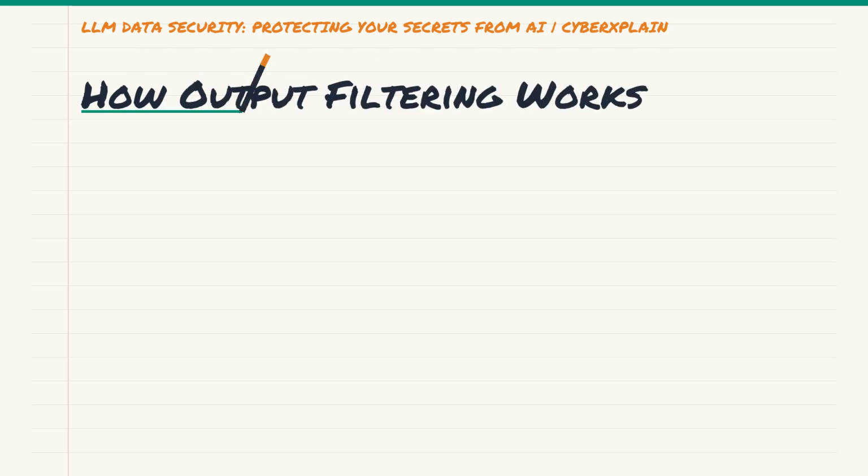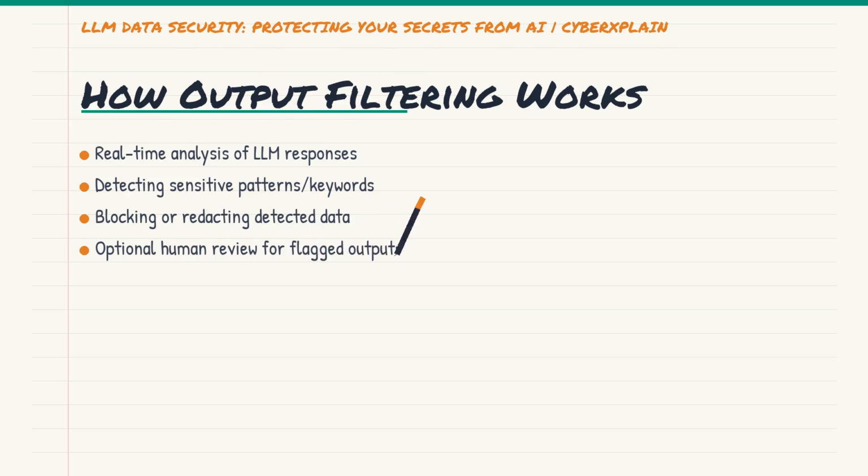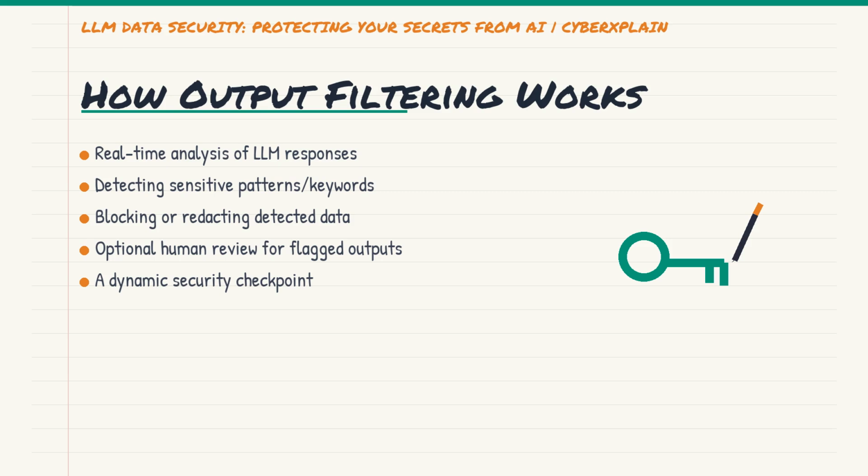Output filtering involves analyzing the LLM's generated response in real time, looking for patterns, keywords, or data types that indicate sensitive information. Before the LLM's output is displayed to the user or used by another system, it passes through this filter. If sensitive data is detected, the output can be blocked, redacted, or sent for human review. It's a dynamic and immediate security check on every single response generated by the AI.